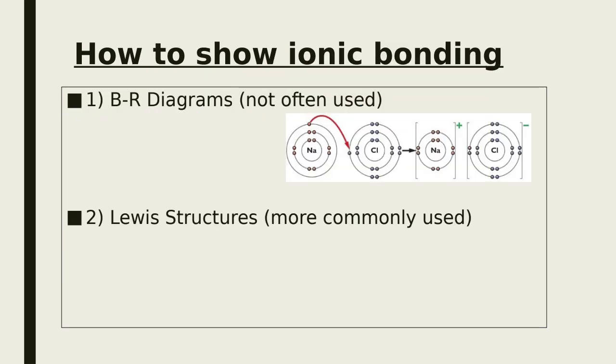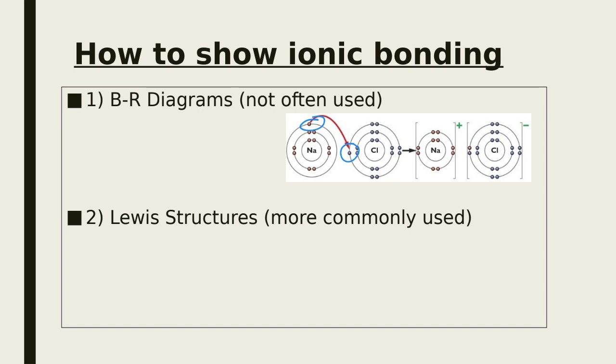When we show ionic bonding, there's two ways to do it, and you can use Bohr-Rutherford diagrams, although it's not often used simply because it's too much work. You have to draw all the energy levels of each of your atoms, and really all we care about are these valence electrons. So why would we show all of these inner energy levels, all these inner electrons?